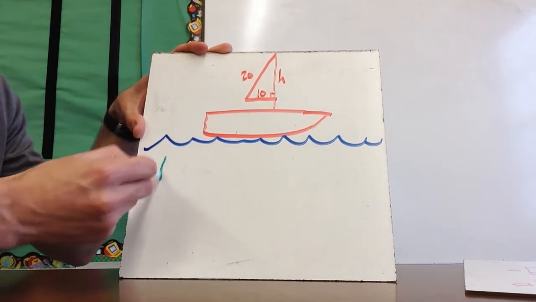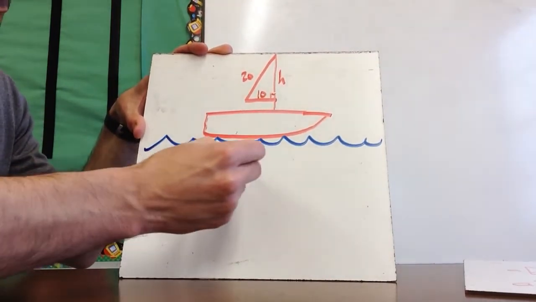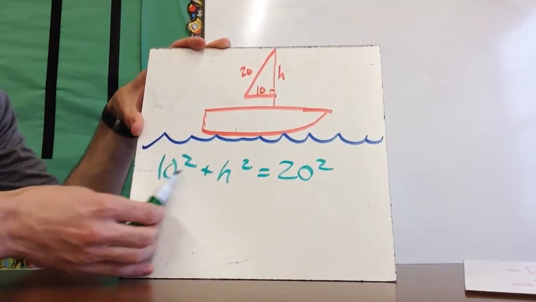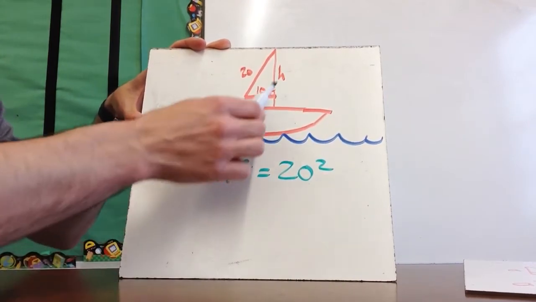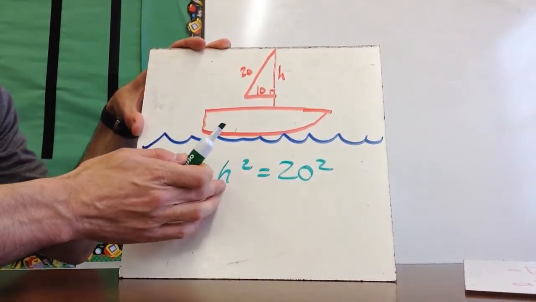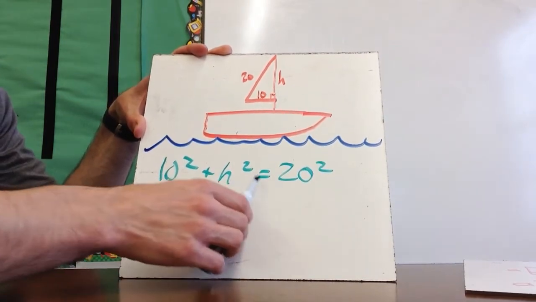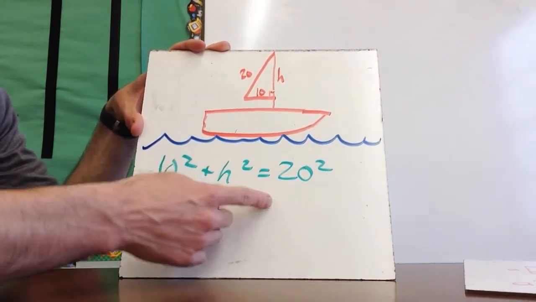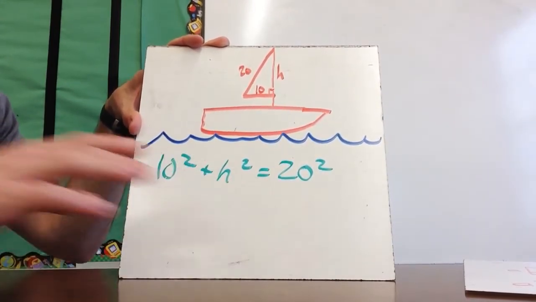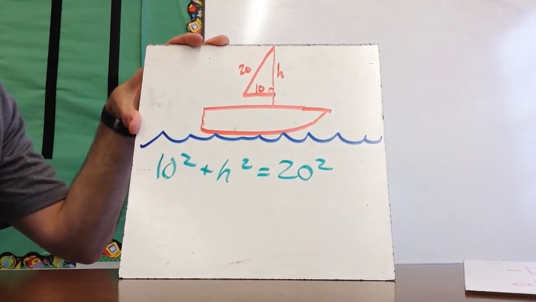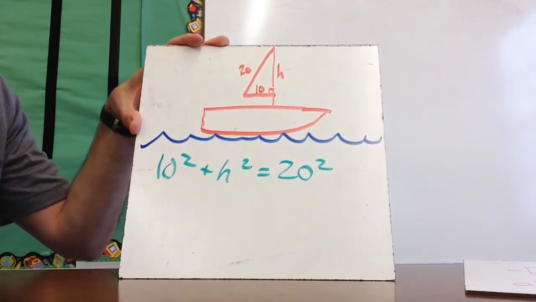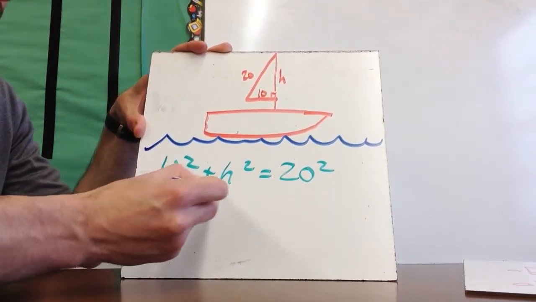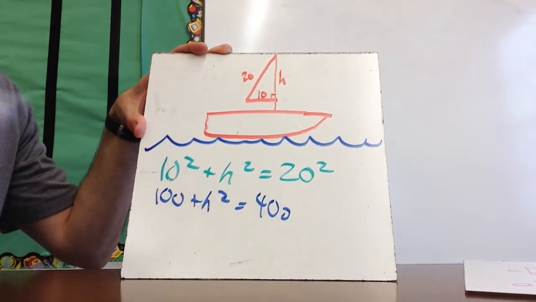So I know that 10 squared plus h squared equals 20 squared. It's A squared plus B squared equals C squared. I'm calling B h squared because that's what we're calling this, but you could have gone h squared plus 10 squared equals 20 squared. The mistake a lot of people make at this point is they subtract 10 from both sides and get h squared equals 10 squared, which you cannot do, because exponents come before adding or subtracting in PEMDAS. We first have to do the exponents. So this is going to be 100 plus h squared equals 400.